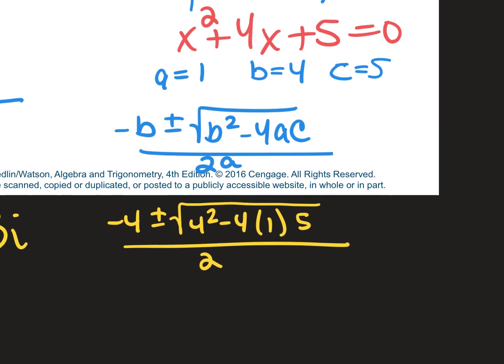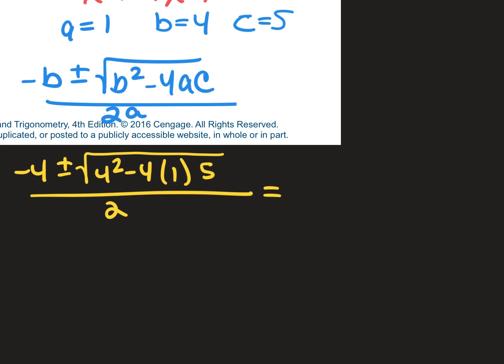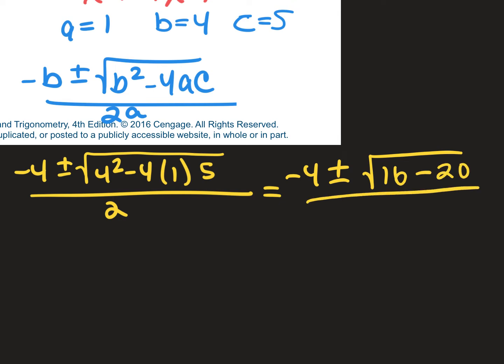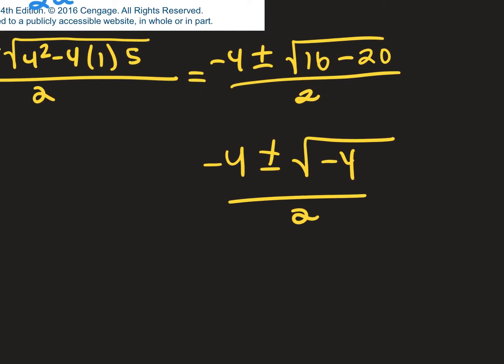Once you get to this point, just simplify. You don't have to do everything at one time. Take your time. You have negative 4 plus minus. What is 4 squared? 16 minus 20 all over 2. So I have negative 4 plus minus. What's 16 minus 20? Negative 4, guys. Negative 4 over 2.